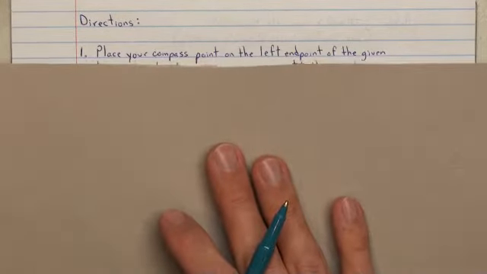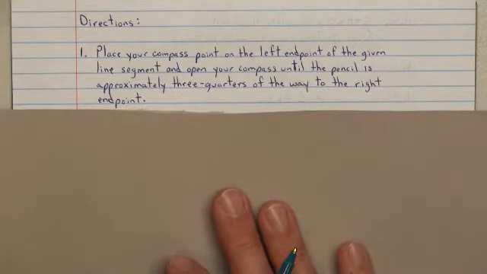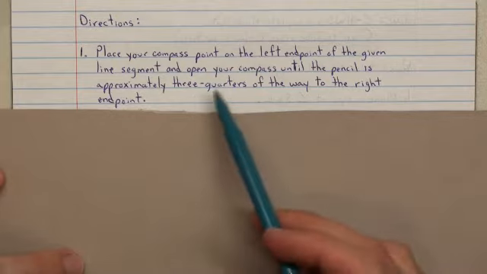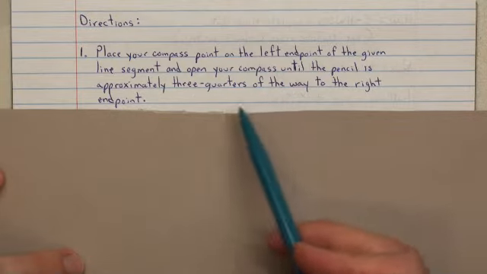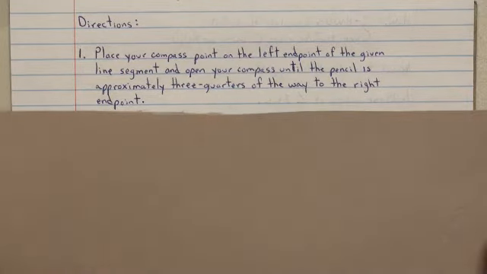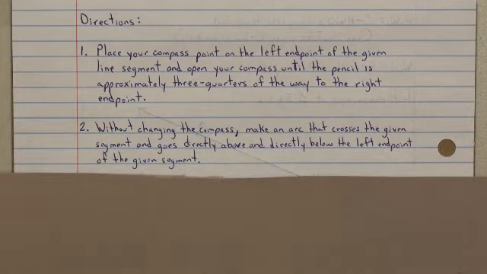All right. Number 1. Place your compass point on the left end point of the given line segment and open your compass until the pencil is approximately 3/4 of the way to the right end point. Okay? Number 2. Without changing the compass, make an arc that crosses the given segment and goes directly above and directly below the left end point of the given segment.